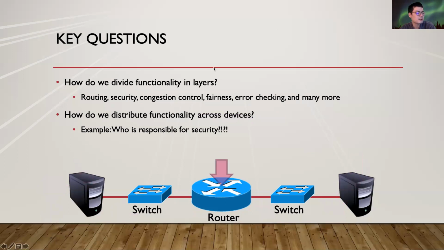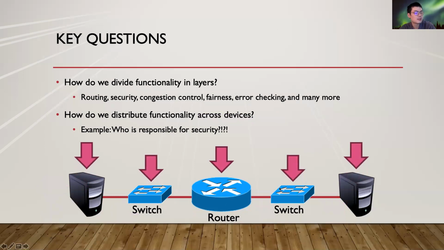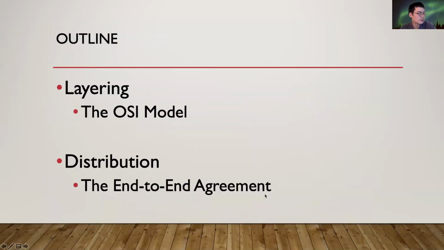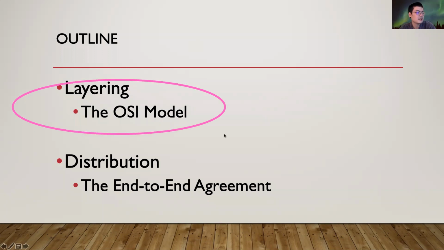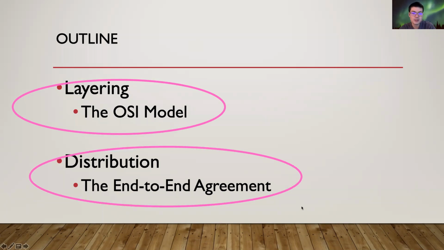Here is an example. There's a host, a router, and a switch. These are different devices, and how do we distribute the functionality among them? We have two big topics in this slide. The first is the layering model: what are the layers, and what's the functionality of each layer. The second is the end-to-end agreement, which is followed by the current internet design.